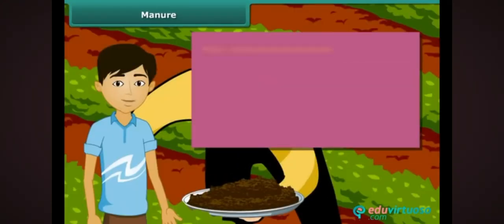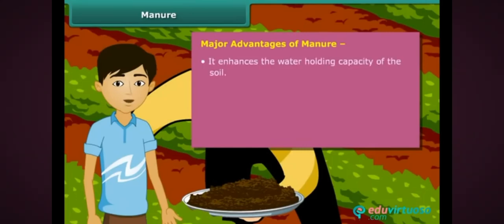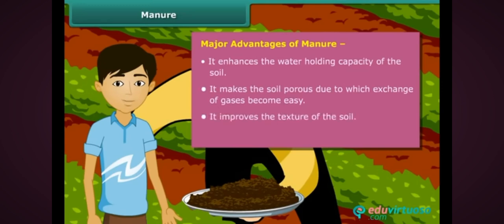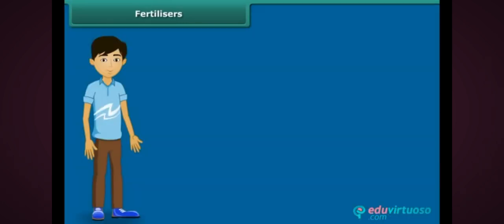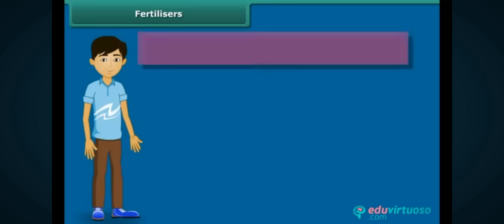Now let us look at some of the major advantages of organic manure. Manure enhances the water holding capacity of the soil. It makes the soil porous, due to which exchange of gases becomes easy. It improves the texture of the soil. It also increases the number of friendly microbes necessary for a healthy crop. Like manure, fertilizers are also used in replenishing the lost nutrients and minerals in the soil.